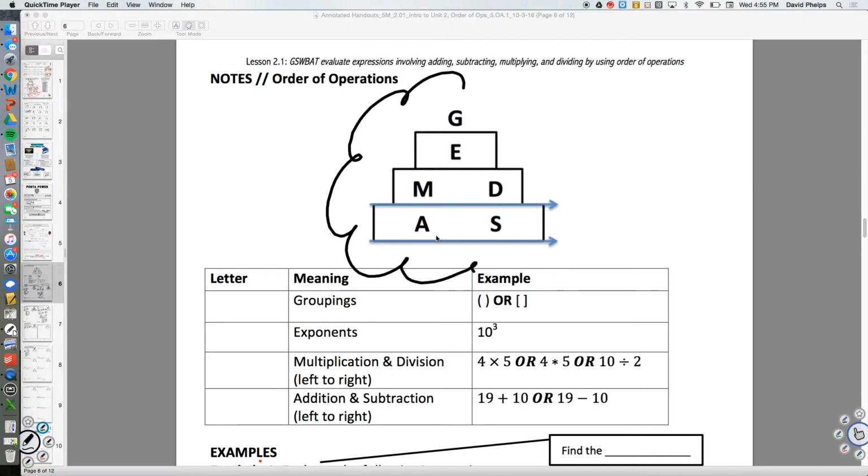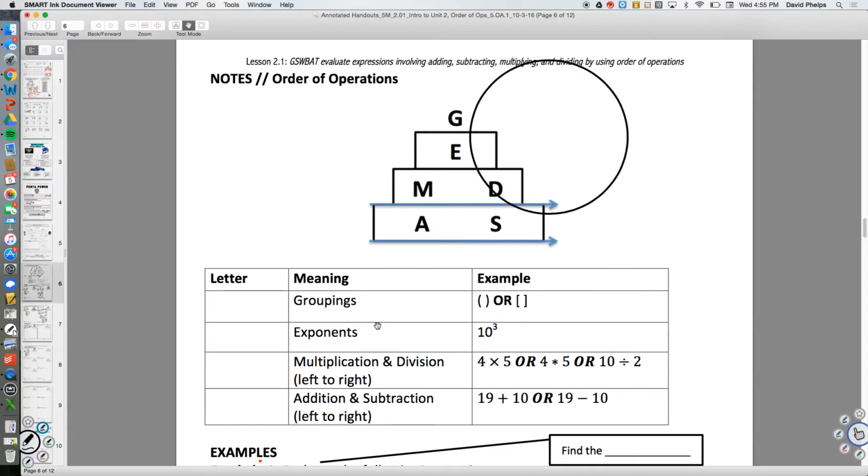This funky looking thing is called GEMDAS. It's the way we approach expressions, and it gives us a specific order we solve in. So we start from the top of GEMDAS, kind of the cake thing, and we work our way down when we solve expressions. Each letter in GEMDAS stands for a different thing.